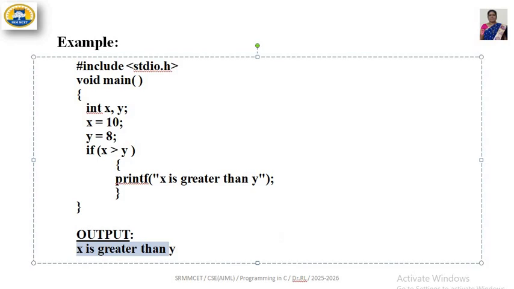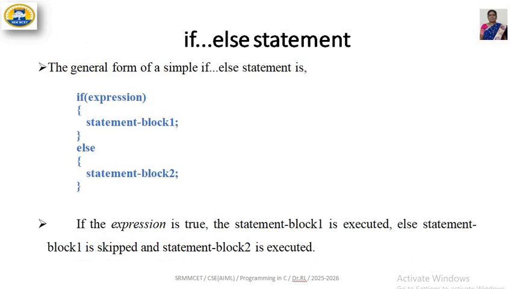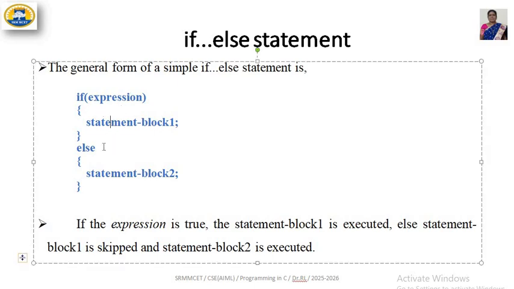Another form of the if statement is the if-else statement. The general form of the if-else statement is: if expression, statement block 1, else statement block 2. If the expression is true, statement block 1 is executed, else statement block 1 is skipped and statement block 2 is executed.